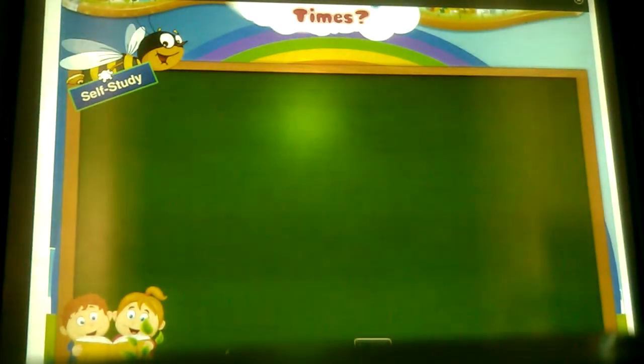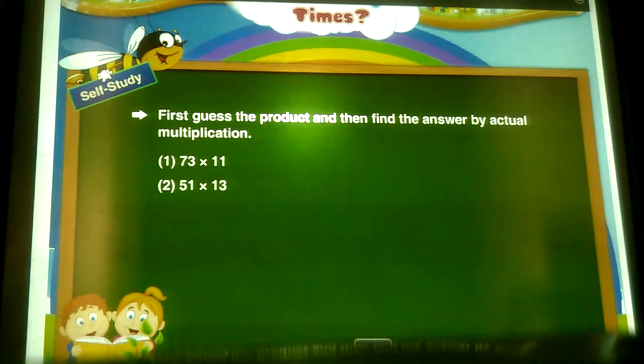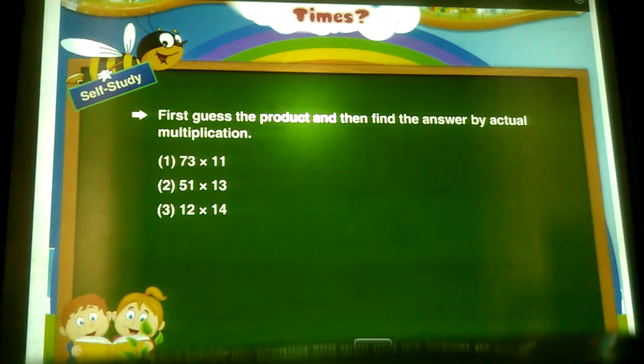Self-study. First, guess the product and then find the answer by actual multiplication. 1. 73 into 11. 2. 51 into 13. 3. 12 into 14.